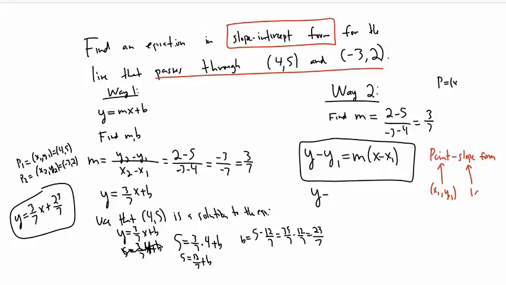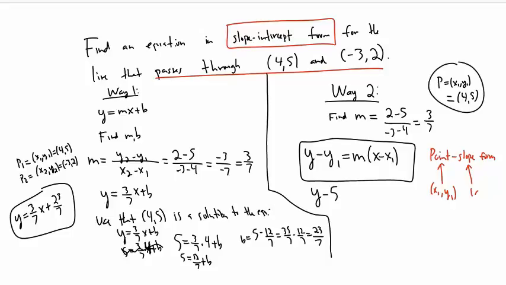We'll use the point. Doesn't matter which one. Let's use 4, 5. So an equation for the line is y minus 5 equals 3/7 times x minus 4. And now we can transform this equation into slope-intercept form. Eliminate the parentheses by distributing. Isolate y. We're almost there. We have the y equals mx part. And now we need to come up with the simplified value for b.